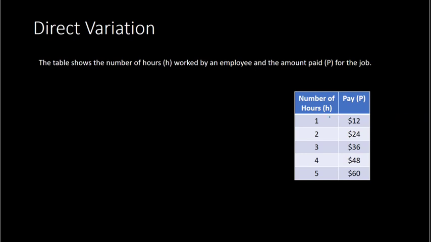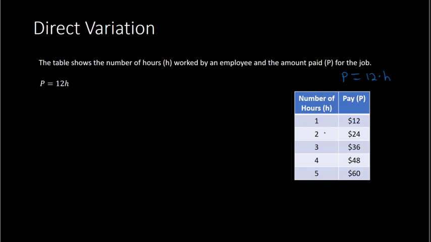Notice the relationship between the number of hours and the pay. What I'm doing is I'm taking the hours and multiplying by 12. Right? 1 times 12 is 12, 2 times 12 is 24, 3 times 12 is 36, and so on. So the pay is equal to 12 times the number of hours that the person works. So 12 times H for hours. So my equation is P equals 12 times H, or more simply written, P equals 12H. Okay, so this is an equation I can use to represent the table.